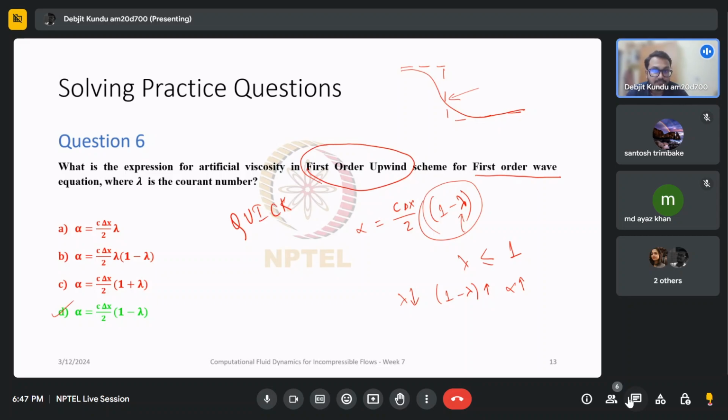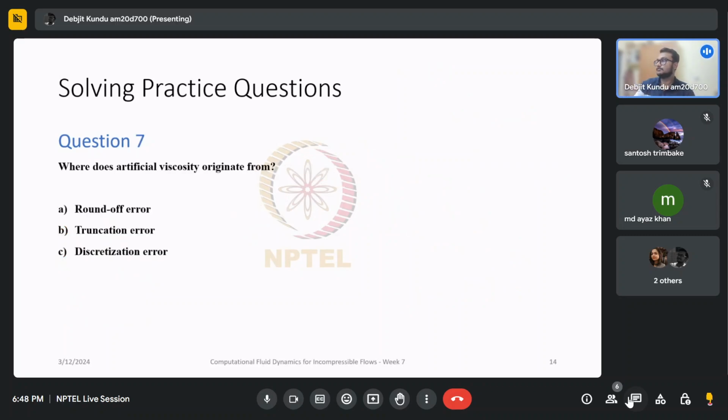Any questions on this? All right. So let's move along. We'll move on to question number 7 now. This is a conceptual question which is asking us, where does this artificial viscosity, which we just talked about, originate from? Is it the round off error which brings in artificial viscosity? Is it the truncation error, or is it the discretization error?